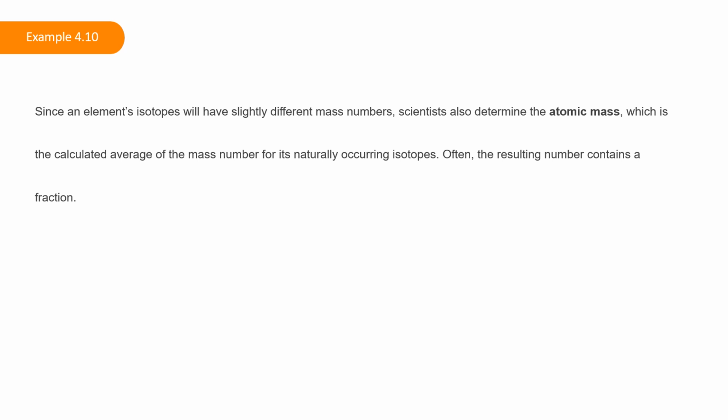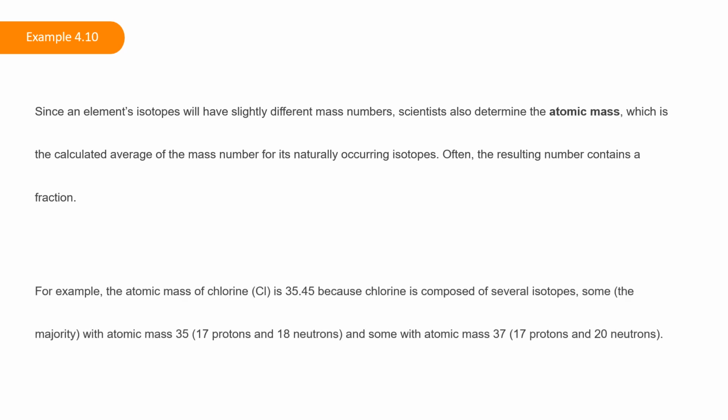Often, the resulting number contains a fraction. For example, the atomic mass of chlorine, Cl, is 35.45 because chlorine is composed of several isotopes, some, the majority, with atomic mass 35, 17 protons and 18 neutrons, and some with atomic mass 37, 17 protons and 20 neutrons.